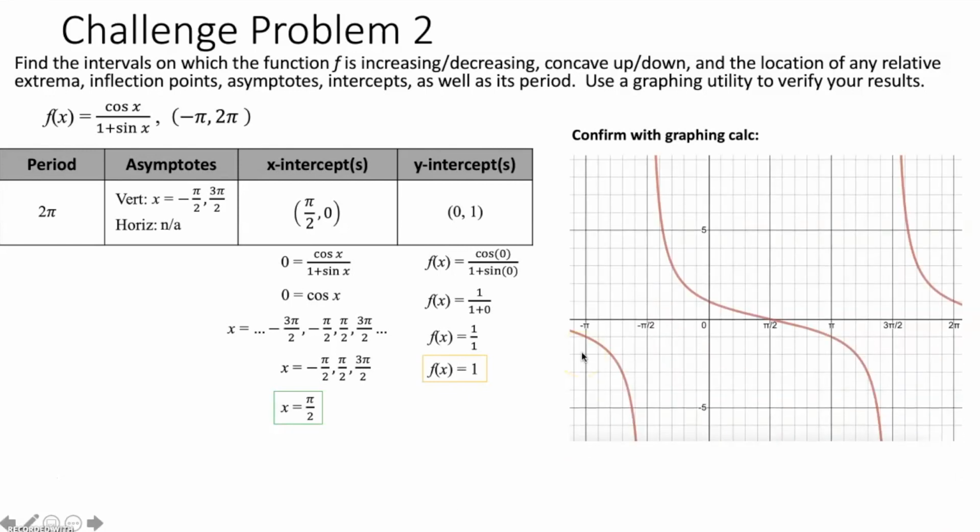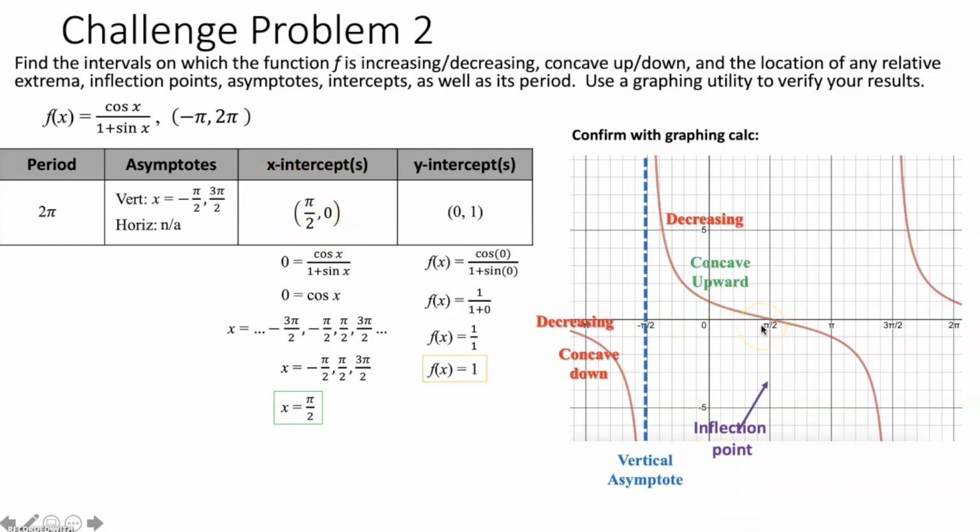Let's take a look. We can see from negative pi to negative pi over 2, the function is both decreasing and concave down, just like we said. Then at x equal to negative pi over 2, we have the first of our vertical asymptotes. Then from negative pi over 2 to pi over 2, we see that the function is both decreasing and concave upward. Then at x equal to pi over 2, we have our x-intercept. We also have our inflection point. That means that the graph is going to change from concave upward to concave downward, which it does.